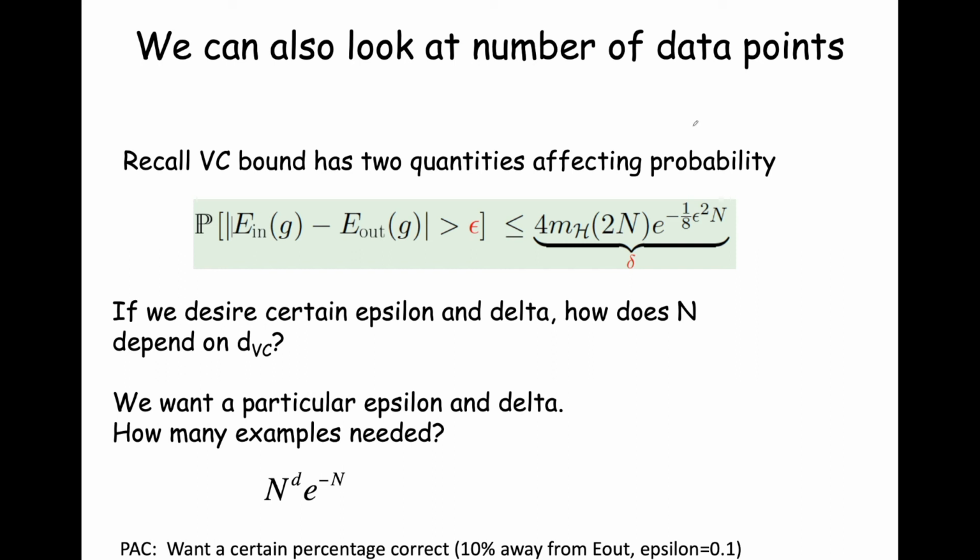And so let's take this right-hand side of the inequality, and we're just going to call that delta. And so we have a dependence here on this delta, and we can recast this expression and think about how, for certain epsilon and deltas for each setting, how does N, the size of the data set, depend on the VC dimension. And so we want a particular choice of our epsilon and our delta, and we need to know how many examples do we need in order for learning to be feasible.